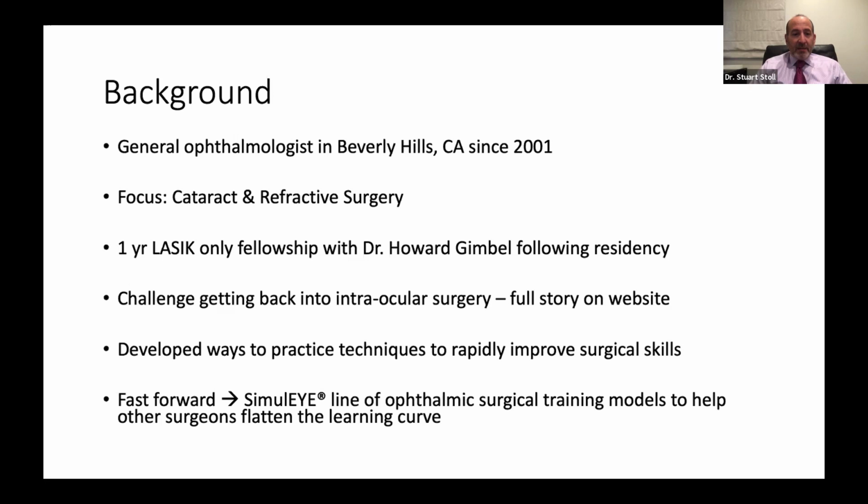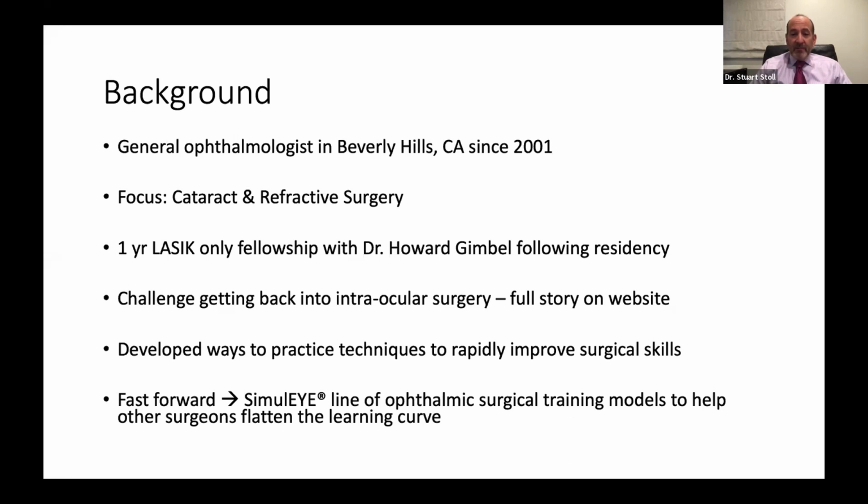I started in a practice in Beverly Hills, and it's a challenging place to be. Expectations are very high there. And my surgical volume was low initially. And it was really a challenge getting back into intraocular surgery. In particular, I struggled with capsulotomy. And I remember those days, and it was not fun. And so I had to develop ways to practice techniques so I could rapidly improve my surgical skills.